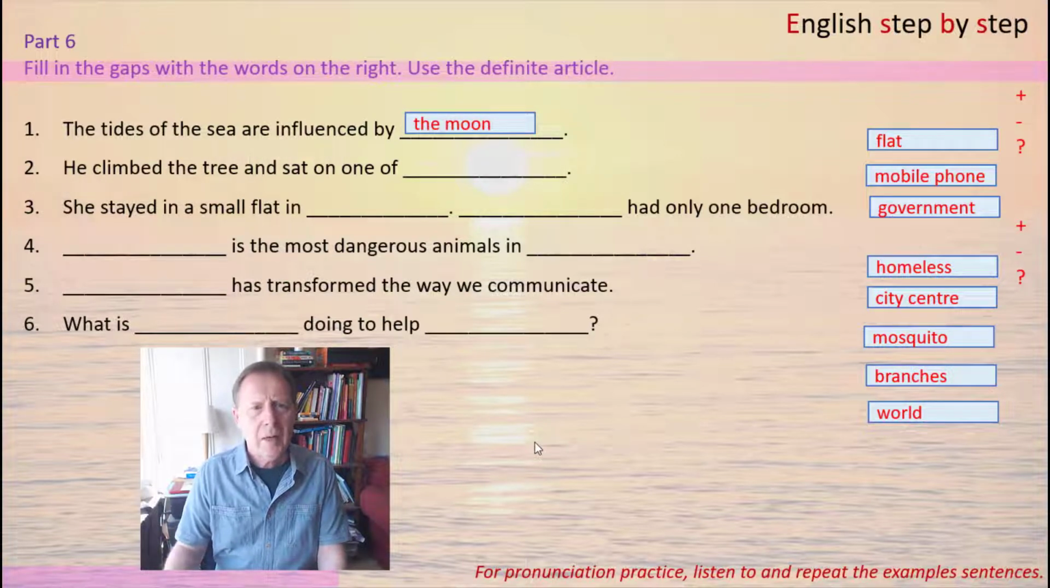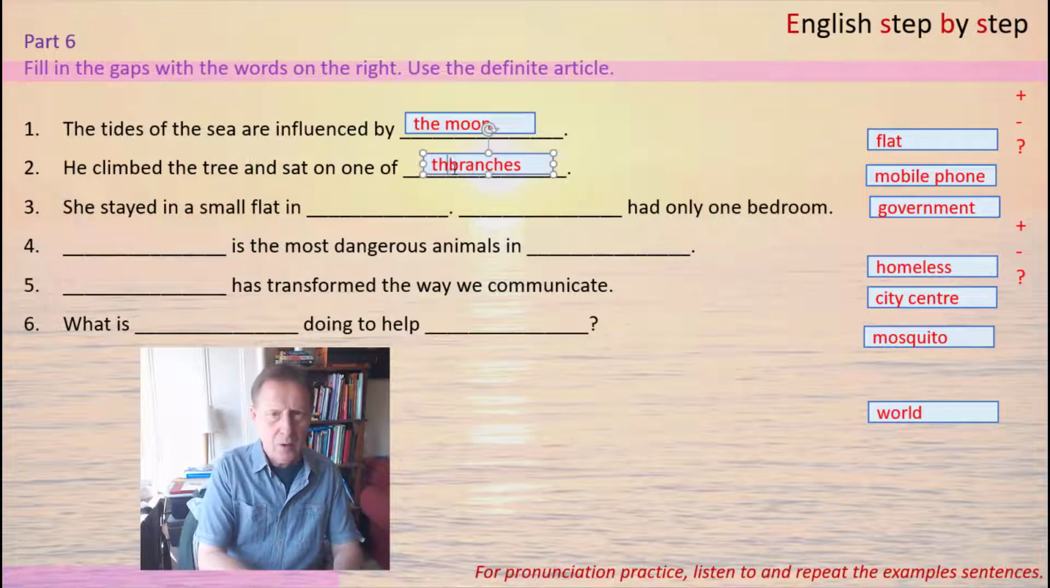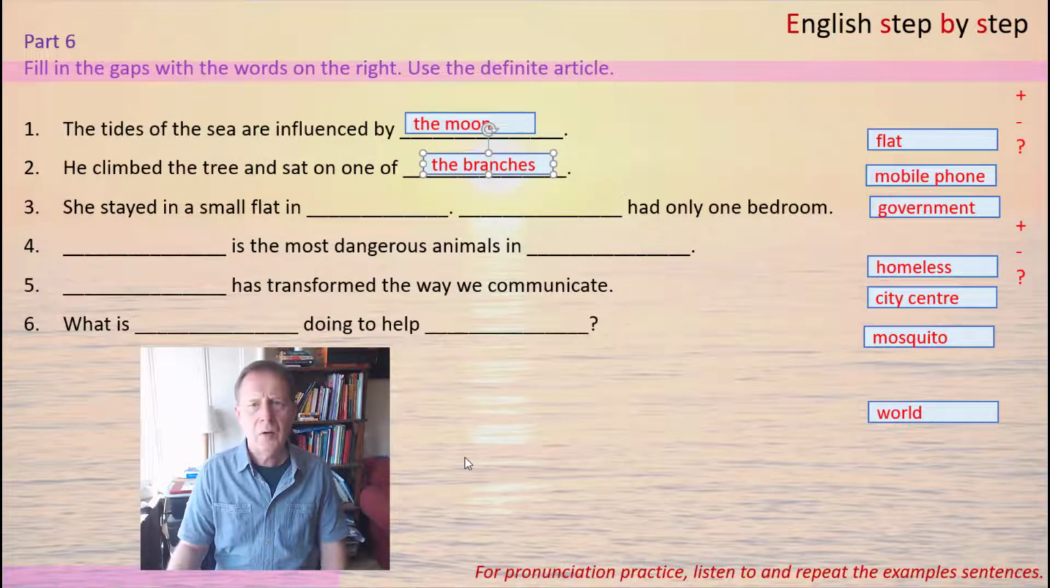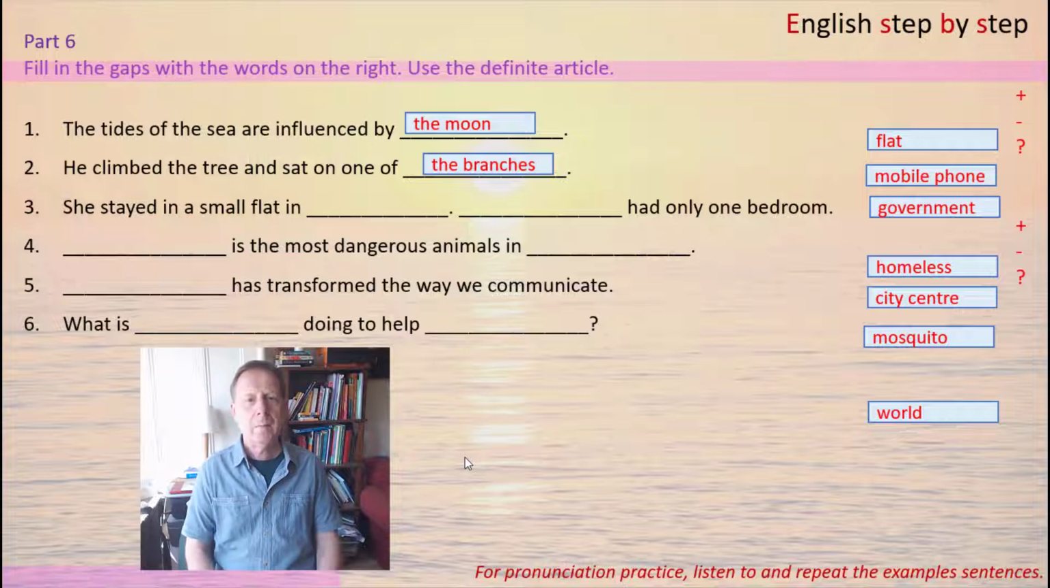Number 2. He climbed the tree and sat on one of, in this case, branches, and then we have the branches because it's a specific tree and we know which tree we're talking about.